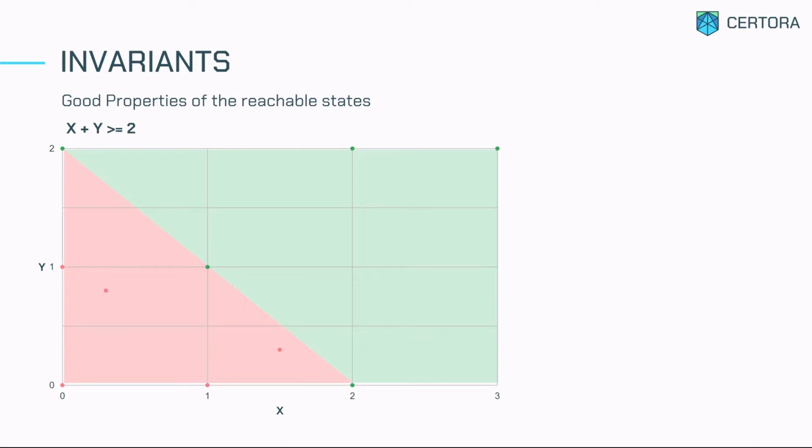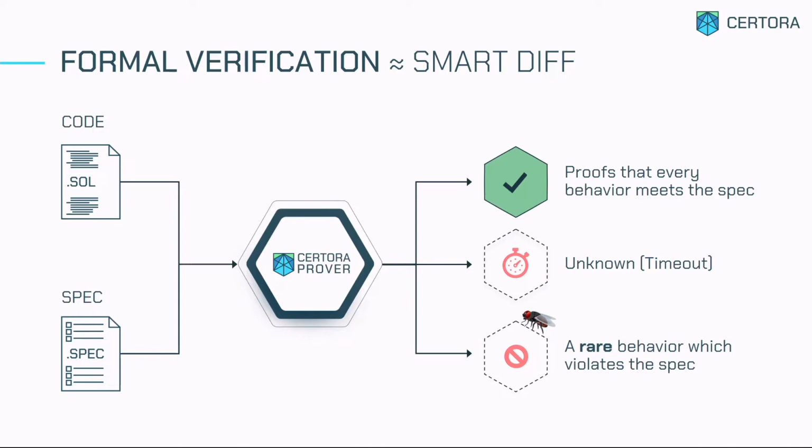Here you see an invariant that states a property, and the tool gets two inputs: one is the code, and the other is the invariant. You can think about it intuitively as Certora being a kind of smart diff, if you know a tool like diff, which compares two files. It compares your code to the specification, and finds deviations between the specification and the code, and this deviation can be a rare bug.